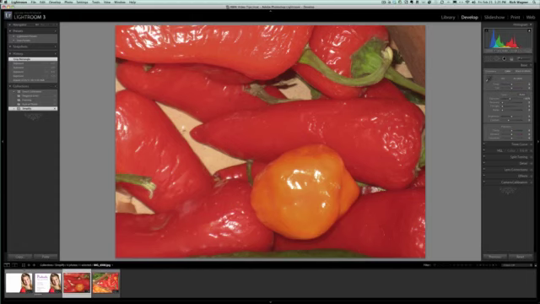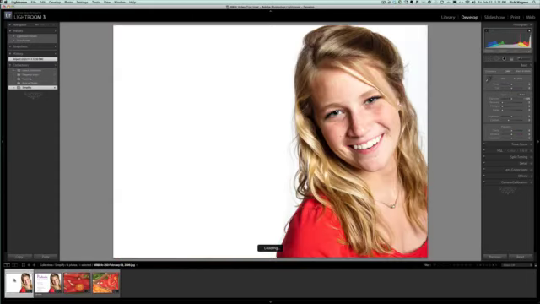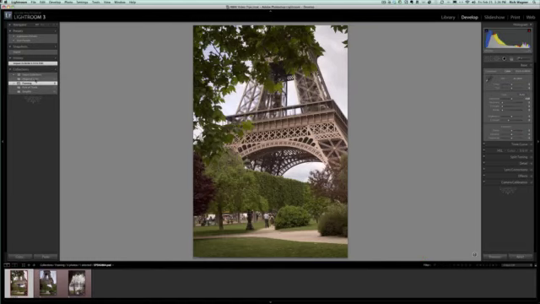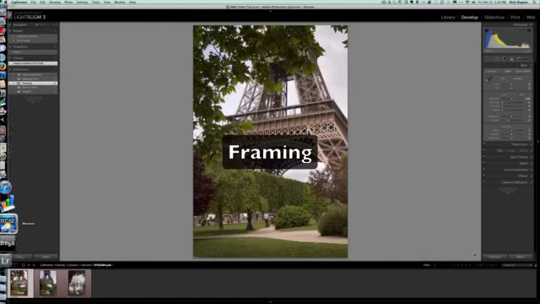The act of simplifying a photo is an important one. So it's not just what you include, it's also what you decide to leave out. And lastly, let's talk about framing a picture. Here's an example of framing in a photograph.